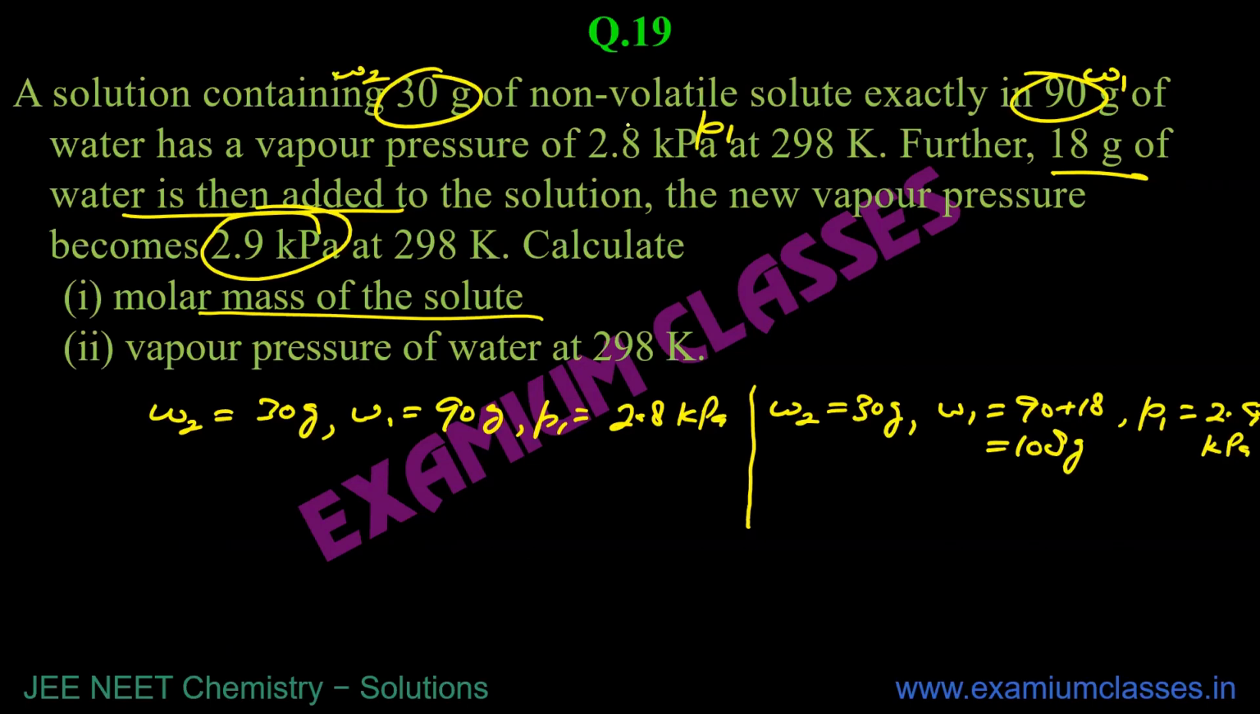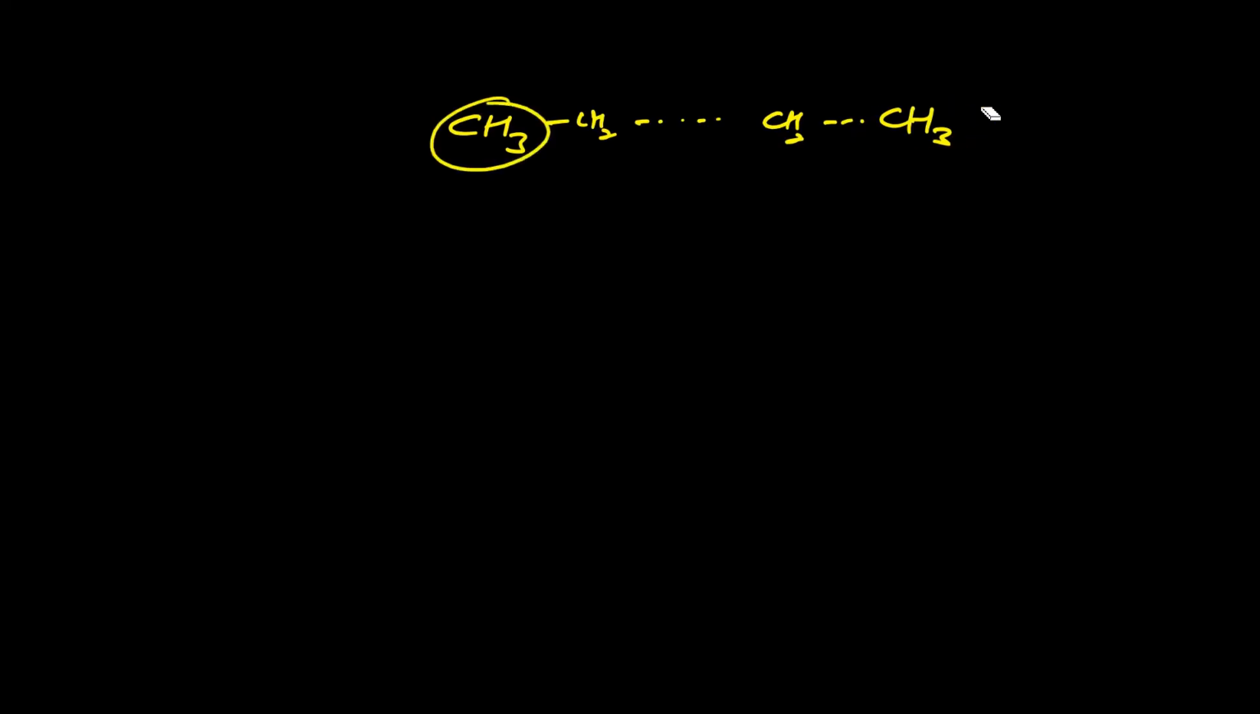Suppose you have to calculate the molar mass of octane. Octane will have 8 carbons, and you see all hydrocarbons will start and end with CH3, right? In between, you will have CH2, CH2, CH2. So whatever you have, for example, octane, nonane, decane, whatever, this will be 15, this will be 15. So you need to add 30.